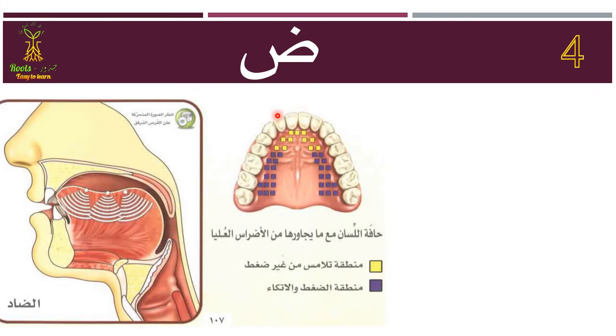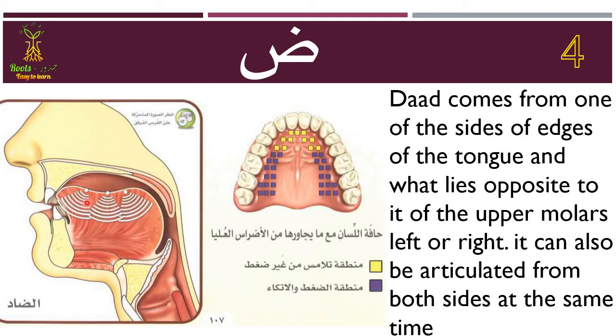Then the last letter, Dad. And Dad comes from one of the sides of the edges of the tongue, just one side or 2 sides if you can, and what lies opposite to it of the upper molars, left or right depending on the side. So we have Dad: one side of the tongue or 2 sides, if you can say it with both of them at the same time, with what lies opposite to it from the upper molars, left or right depending on the side that you choose.